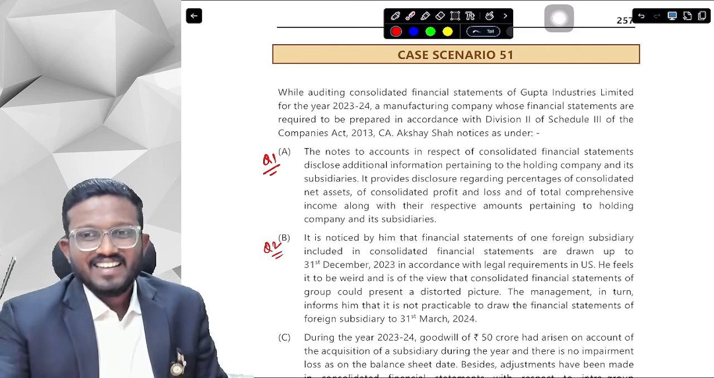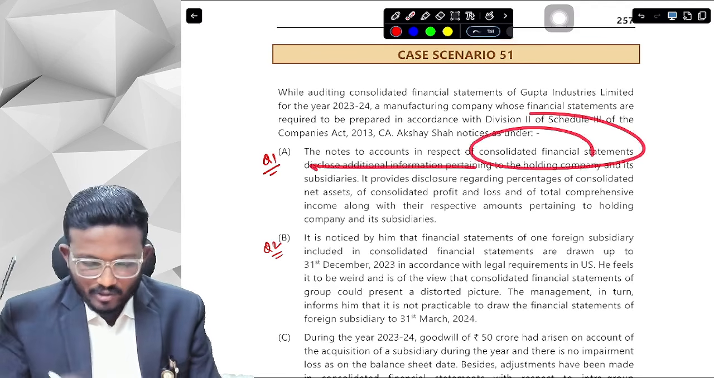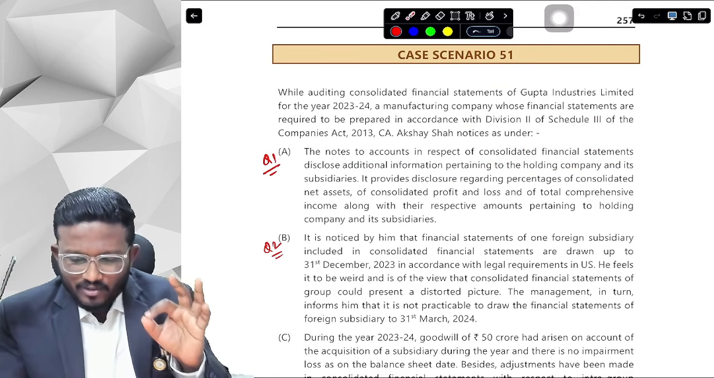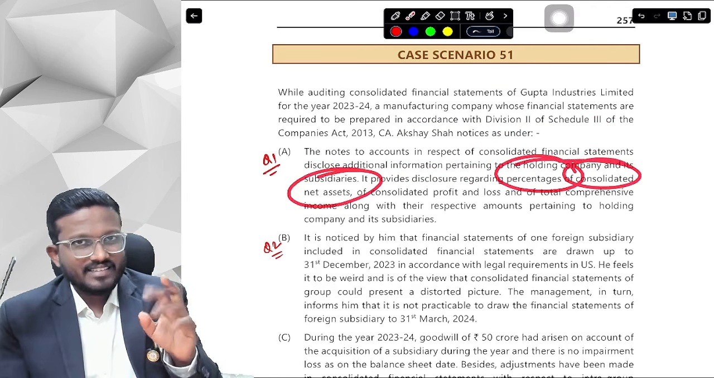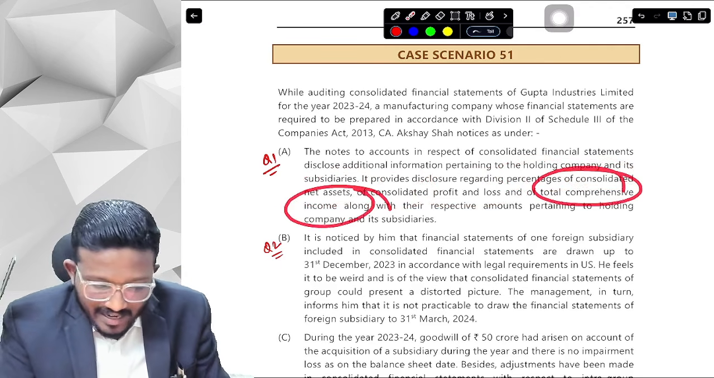Okay, yes sir. Yes, let's do case scenario number 51. What does it say, sir? There is a note to accounts of consolidated financial statements, and they are disclosing additional information. They are disclosing percentages of consolidated net assets, percentage of consolidated profit and loss, and percentage of total comprehensive income.